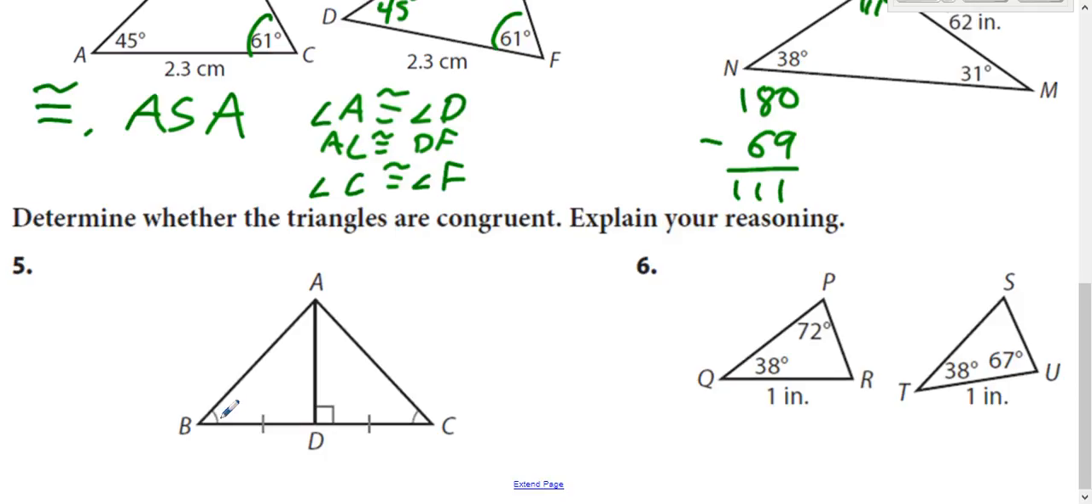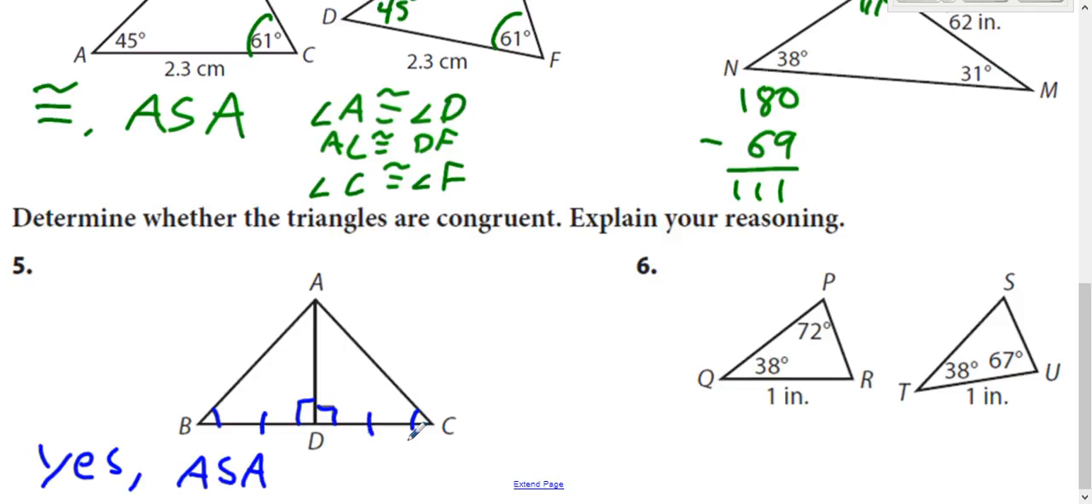On our next example, we've got angle B and angle C are congruent. We can see the tick marks. We have a 90-degree angle here, which means we also have a 90-degree angle on the other side. So we have two angles that are the same. Also, we have the side in between. So yes, they are congruent because of angle, side, angle. We have two angles and the side in between.